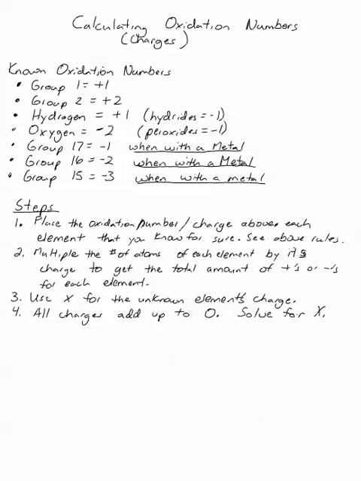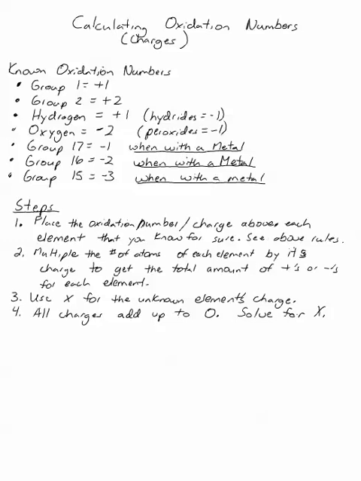We know that group 1 is a positive 1. We also know that group 2 is a positive 2. Hydrogen is usually always a positive 1, except when we have something that's known as a hydride, where hydrogen is on the right side of the formula, and that will end up being where the hydrogen actually is a negative 1. Almost always, though, we can assume that the hydrogen is a positive 1. Oxygen, we can almost always assume it's a negative 2. There are some exceptions that are called peroxides where oxygen is a negative 1. They will be rare.